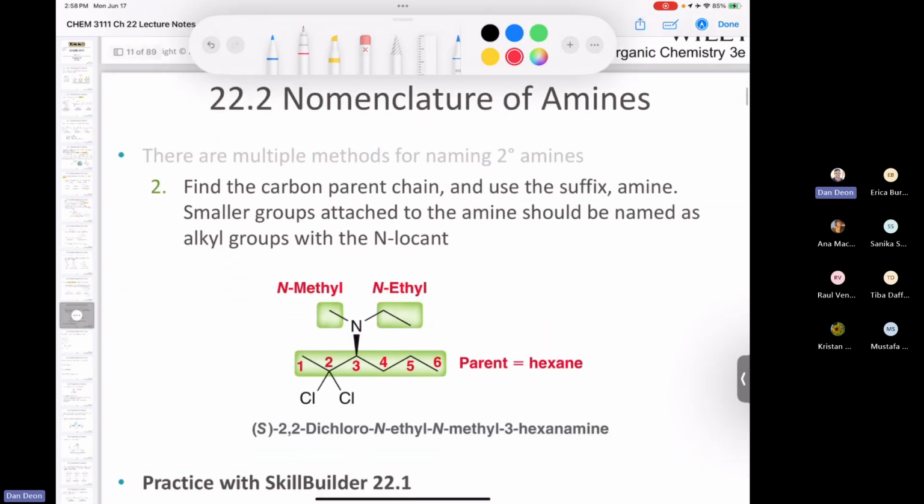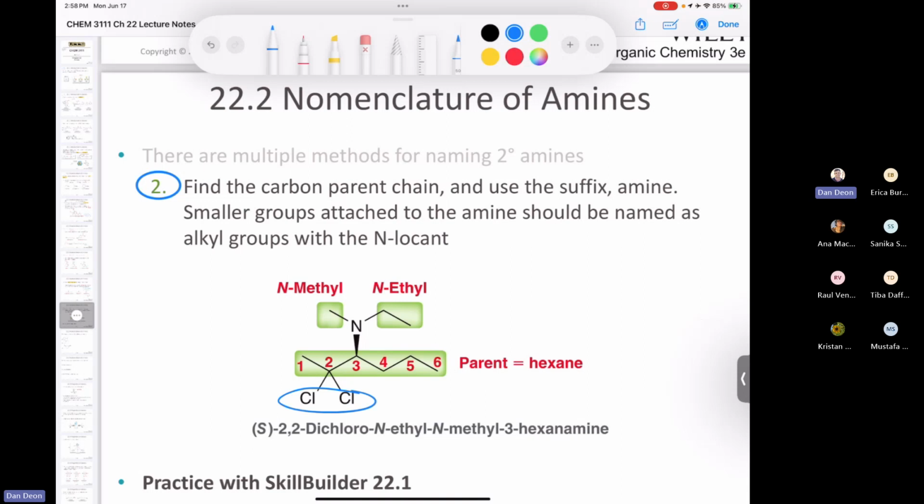Anyhow, now what if you have something that's much more complicated, right? Everybody recognizes a methyl. Everybody recognizes an ethyl. But what if you have this giant group over here that you don't recognize? Well, in that case, follow the rule here. It says find the carbon parent chain, so that's the longest chain with the nitrogen attached to it, and then use the suffix amine. So here we have some kind of hexane amine. You see the nitrogen is on the third carbon, so it's some kind of hexane amine. Then what you do is you identify all the substituents.